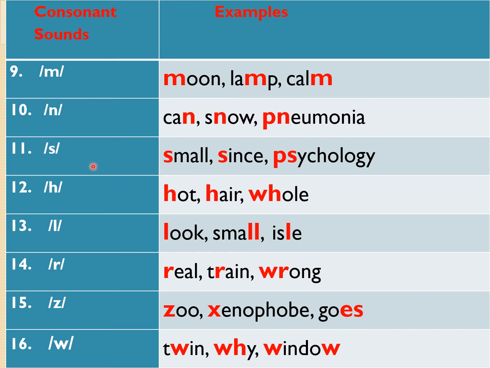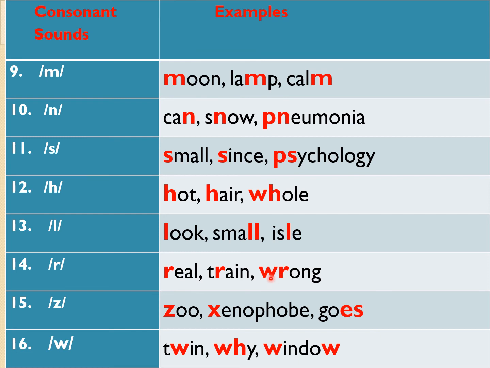Same thing for S: small, sense, psychology. P is a silent letter. H sound: hot, hair, whole. So in WH, the W here is silent. Look, small, aisle. It's the L sound: real, train, rank.